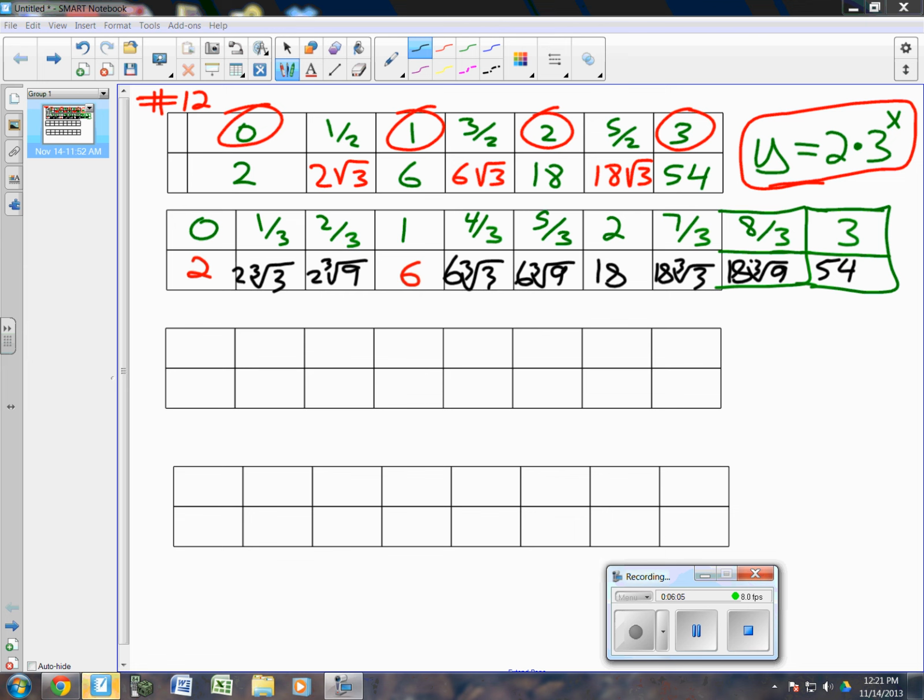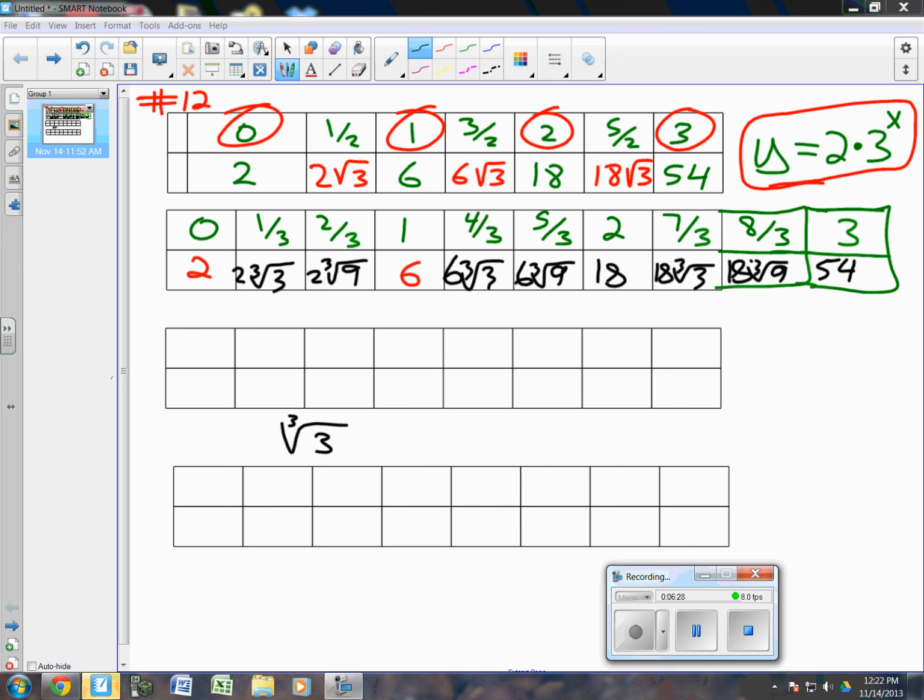Okay, good. So what is the number you're multiplying by every time, you guys? By 3? Well, 3 for the whole numbers, but if we went to the third and then 2/3 and so on, which number are we multiplying by every time? We're multiplying by the cube root of 3. We're multiplying by this number every time, you guys, the cube root of 3.